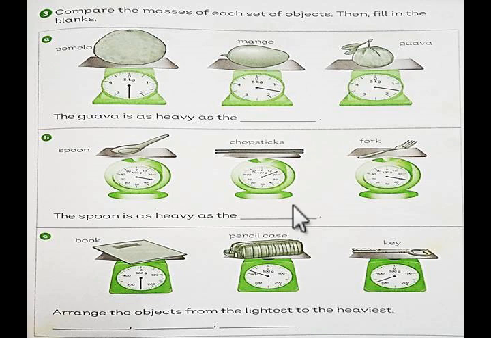And C, the book, pencil case, and key. Book, B-O-O-K. Pencil case, P-E-N-C-I-L C-A-S-E. And key, K-E-Y. Arrange the objects from the lightest to the heaviest. Which one is the lightest? When you say lightest, it is not heavy. Which one of these is the lightest? Look at the pointer of the scale. Is it book, pencil case, or key? Arrange here, lightest going to the heaviest. Did you get the answer? Okay, very good. And last one.